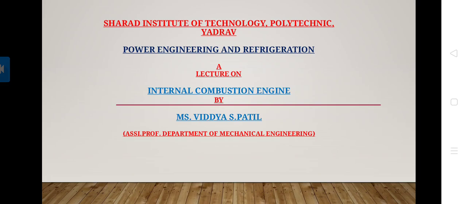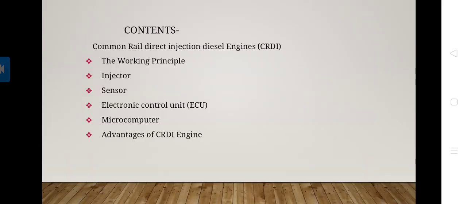Today we are going to continue our first unit of internal combustion engine for the subject Power Engineering and Refrigeration. In this session we are going to cover the common rail direct injection diesel engines, that is CRDI engines. For the CRDI engine we first see the working principle and also the various components used in that engine, that is injector, sensor, electronic control unit, that is ECU, and microcomputer. Also we see the advantages of CRDI engine.